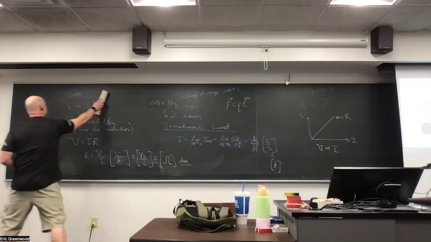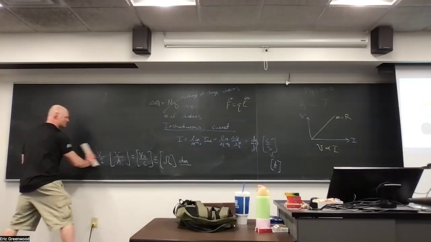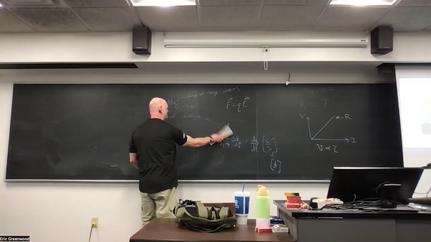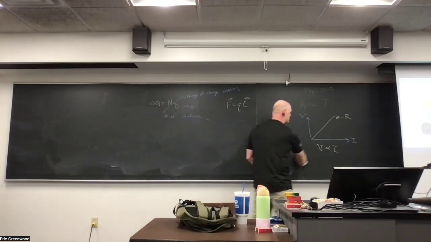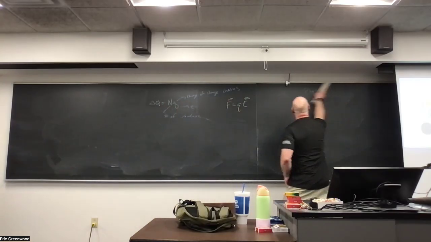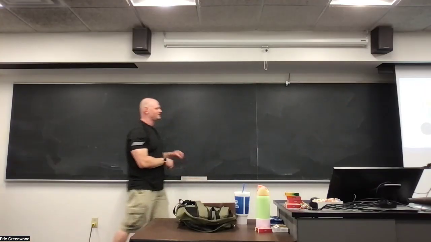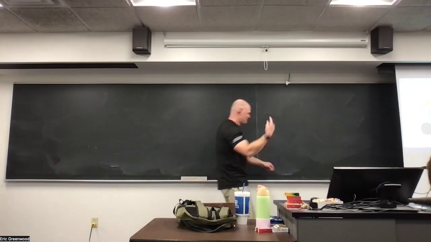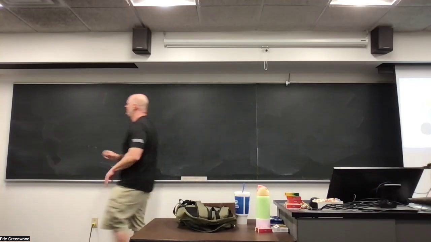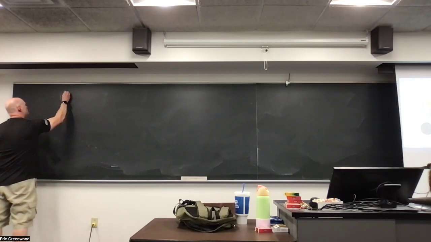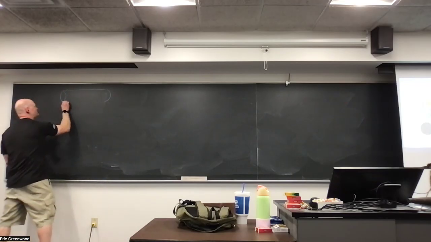So this is what we call resistance. Again, resistance is what actually controls the current, not the potential. That's a misconception that most people have, but it's the resistance that controls the current, not the potential. So let's talk about another way we can view resistance.